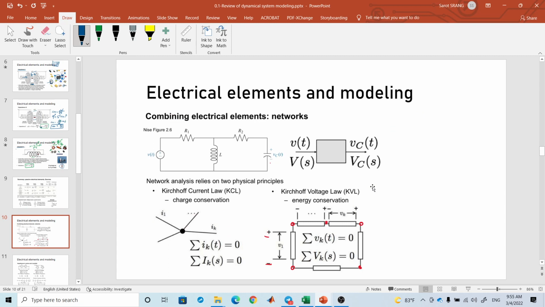And the way you can model an electrical circuit is to use some laws, like Kirchhoff's current law. You apply it on a node: the sum of all the currents going into the node is zero, right? And you can apply Kirchhoff's voltage law to a loop of an electrical circuit. The sum of voltages at each element in the loop must be zero, right?